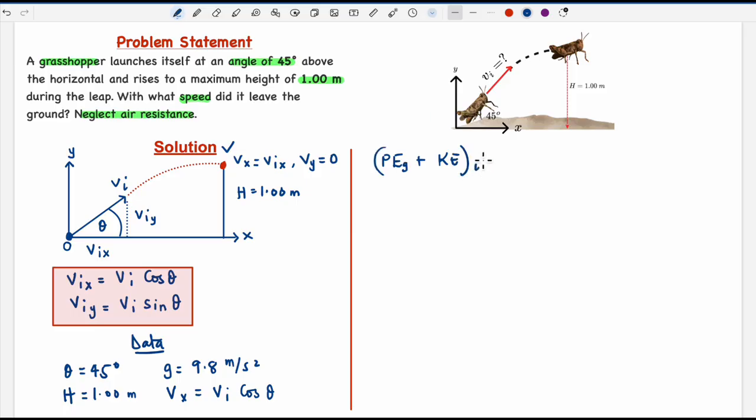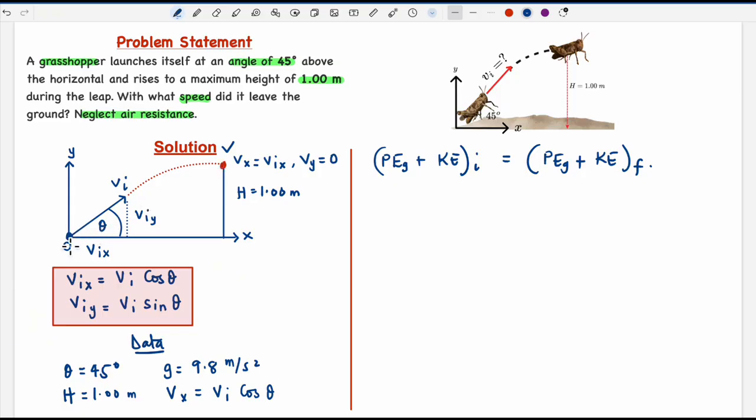So for the initial case, that is, at the starting point where it launched itself with the initial speed of vi, the energy should be equal to, at the point where it is 1 meter high from the zero point vertically, the gravitational potential energy plus the final kinetic energy at that point. So in conservation of energy problems, all you need to do is to consider two points along this trajectory.